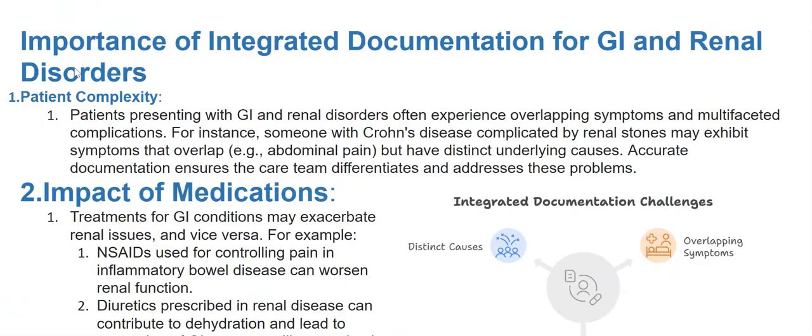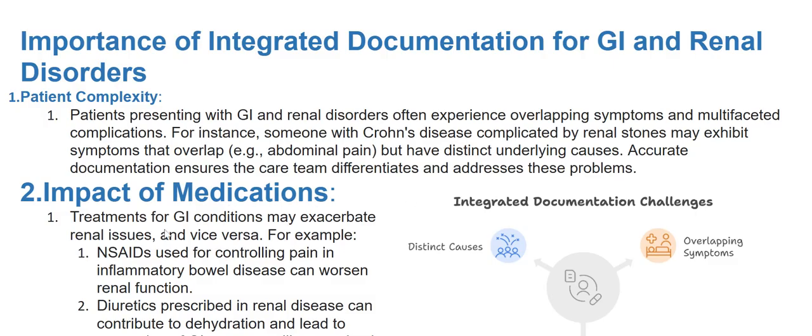Key points. Importance of integrated documentation for GI and renal disorders. We'll start with patient complexity. Patients presenting with GI and renal disorders often experience overlapping symptoms and multifaceted complications. For example, someone with Crohn's disease (CD) complicated by renal stones may exhibit overlapping symptoms, for example, abdominal pain, but have distinct underlying causes. Accurate documentation ensures the care team differentiates and addresses these problems.